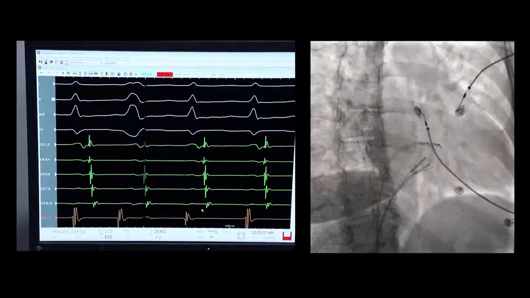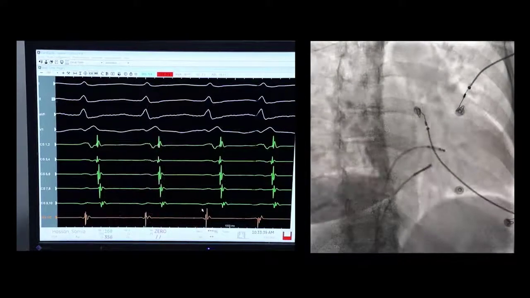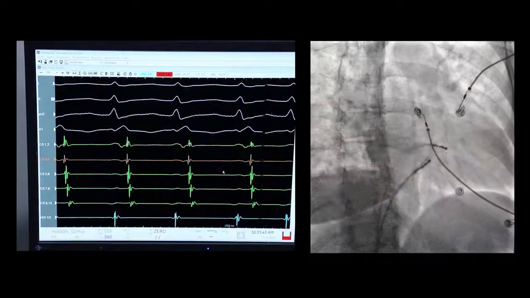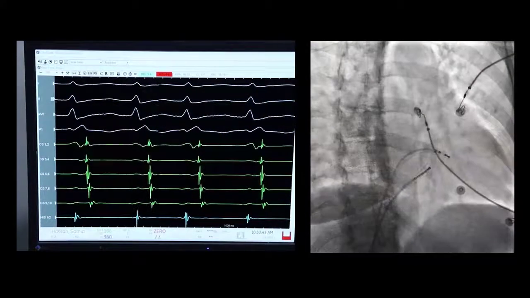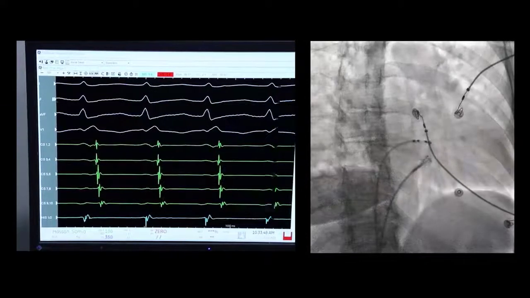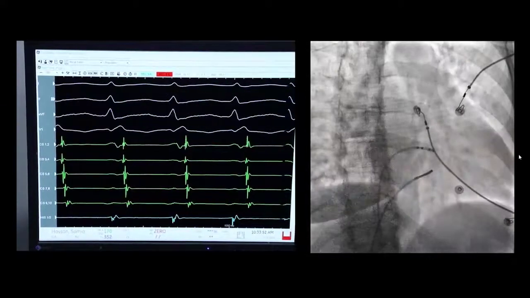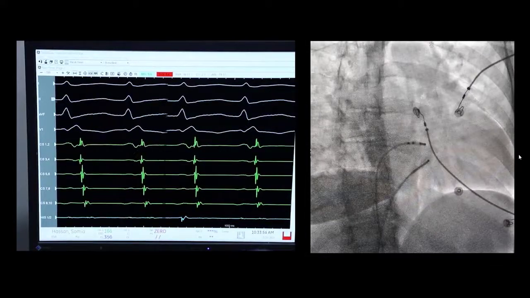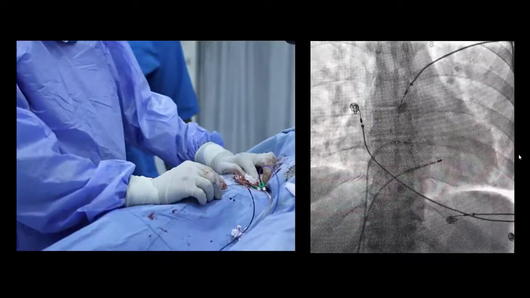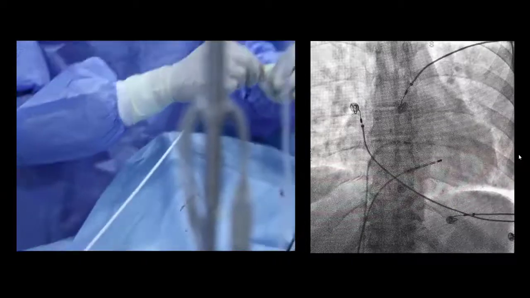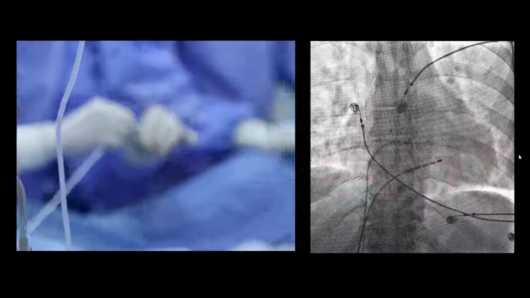We can see the pacing-induced tachycardia with the shortest VA time at CS 3-4, denoting an eccentric activation and a retrograde A wave utilizing an accessory pathway, a left-sided accessory pathway.